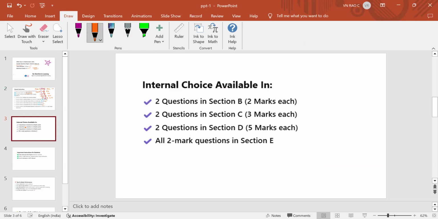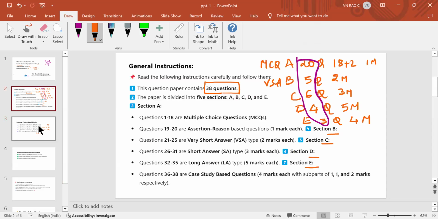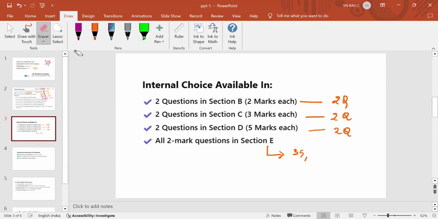Now, internal choice is available. Here in section B is available for 2 questions. Section C available for 2 questions. And section D available for 2. In 2 questions, you find choice. And in section E, which is case study based, that is 35, sorry, what is the number there? 36. Yeah, so it is 36th question.